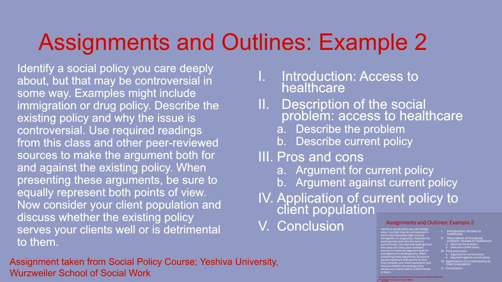And then we want the pros and cons. So we notice that in the assignment, it says you want the arguments for and against the existing policy. So those are broken out in the outline. So we have argument for the current policy, argument against the current policy, and then the application of current policy to client population. Again, these Roman numerals would make great headings in a final paper. But as you research your paper and draft your paper, you're going to want to make sure that all the Roman numerals get filled out as well as all the letters.